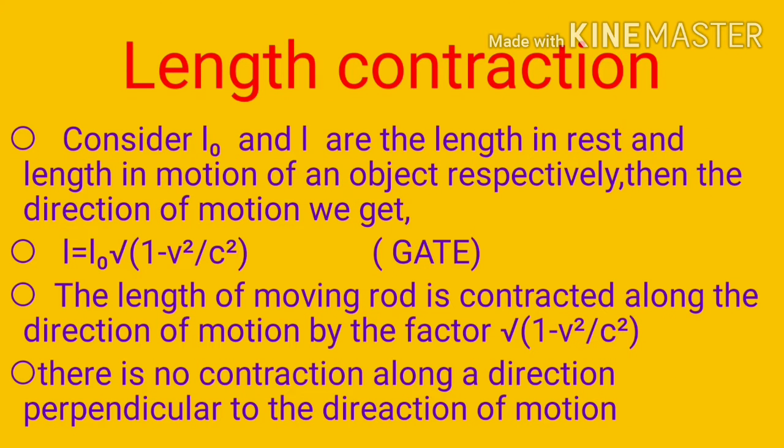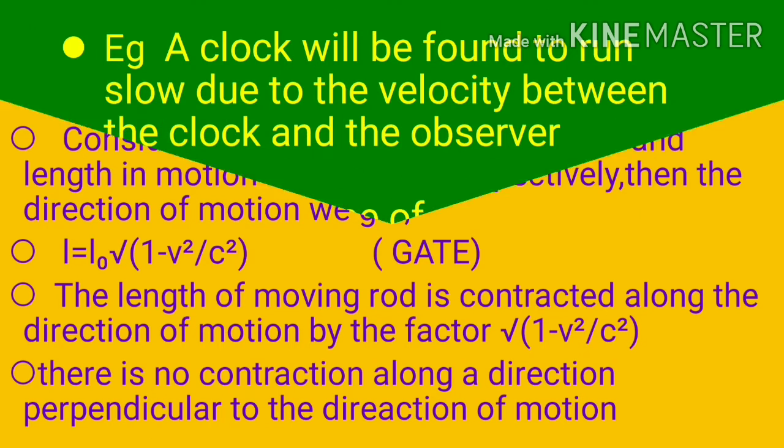Length contraction. Consider L0 and L are the length at rest and the length in motion of an object respectively. Then in the direction of motion we get L equal to L0 square root of 1 minus v square by c square. This is asked in GATE question. The length of the moving object is contracted along the direction of motion by the factor square root of 1 minus v square by c square. There is no contraction along a direction perpendicular to the direction of motion.